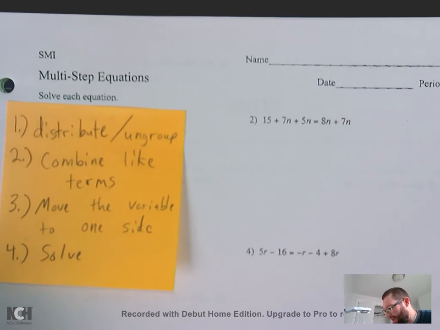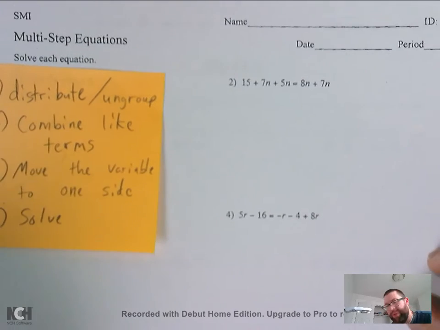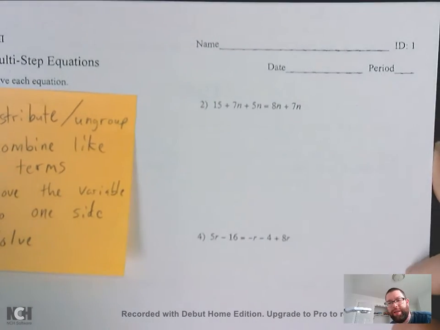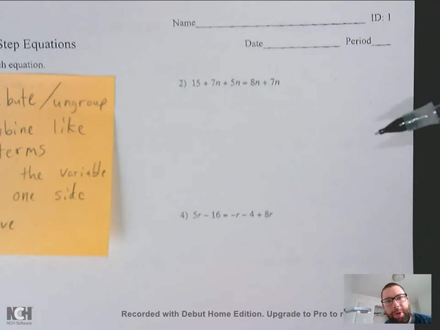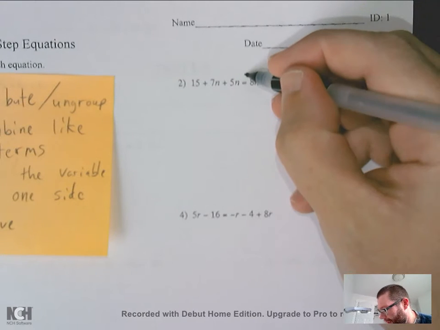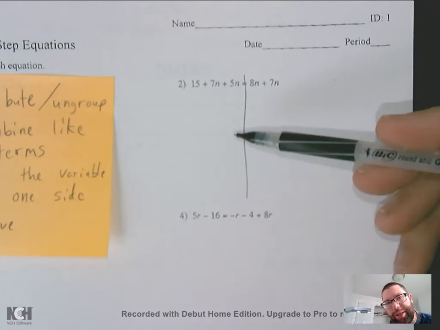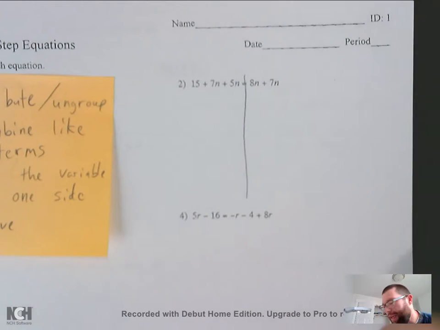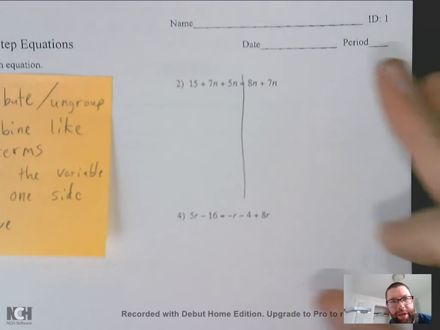So let's go through a couple of examples to go over what we're doing today. The first example is a review of something we did in a previous lesson: a multi-step equation where you have to combine like terms, at least as the first step. Looking at number 2, I drew this line to show where the equal sign is. That tells me I can't combine like terms across that line.